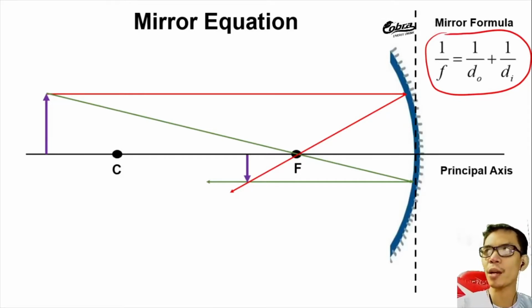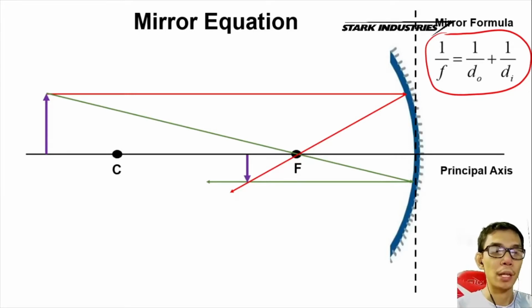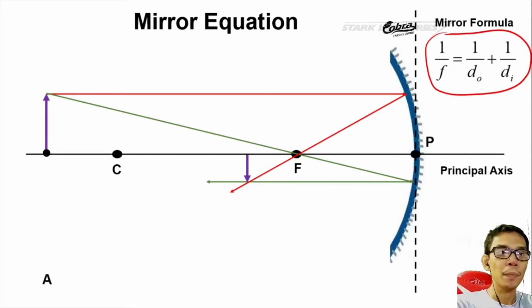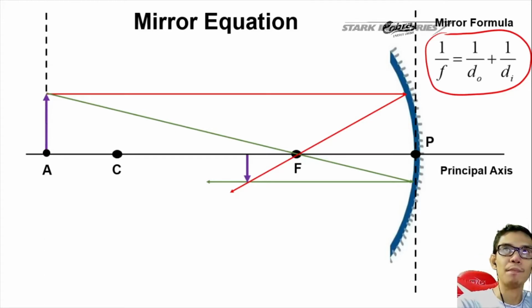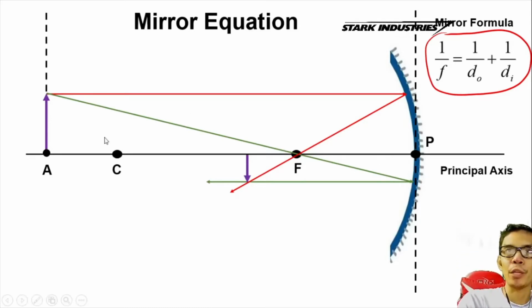Alright, so what are these variables all about in this formula? These variables talk about distances. So the first thing that we have right here, we will put some points on the mirror. The first one is the pole of the mirror. And I have another one here, the point A, which is the position or the place where the object is located. So let's take a look at point A and point P.